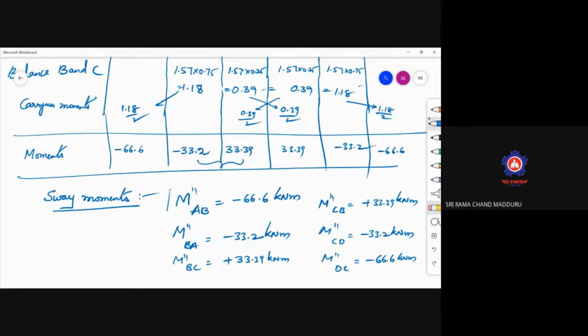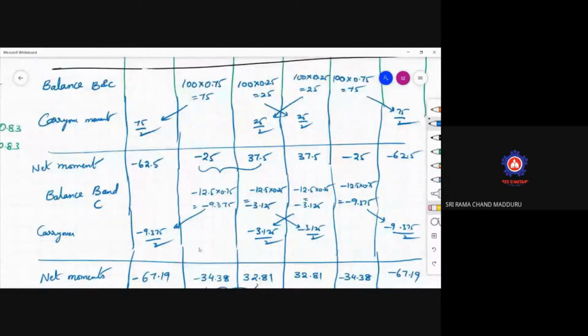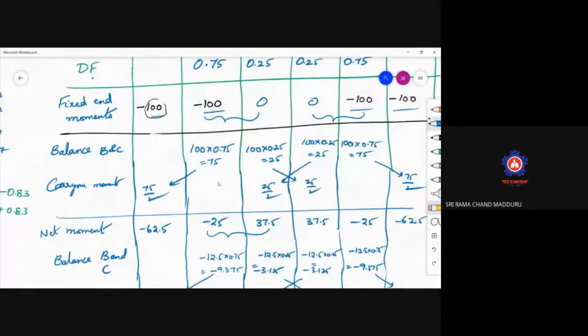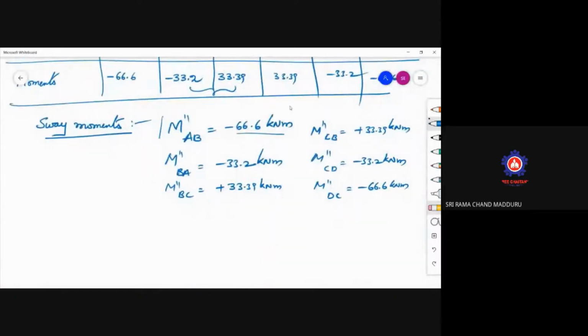But here, understand one point. These sway moments, 66.6 kilonewton meter, how did you arrive at this value? By assuming one value here, which is 100. But whatever 100 value you have assumed, that is an assumed value. So I will write on this here, that is an assumed value. These are not the actual moments. With respect to the assumed 100 value, you got these values.